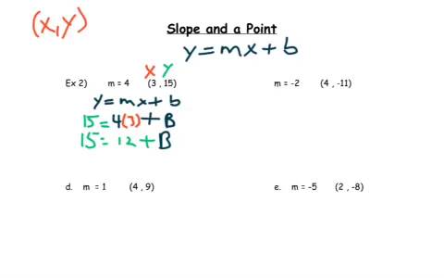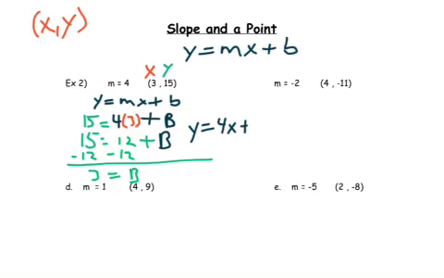Then to get b by itself, I'm going to subtract 12 from both sides. So 15 minus 12, 3 equals b. So I have my b. And what are the 2 things you need? You need an m, you need a b. As soon as you get an m, as soon as you get a b, you can write your equation. So my equation for this problem would be y equals 4x, because I got that from my m, and I just calculated b to be 3.